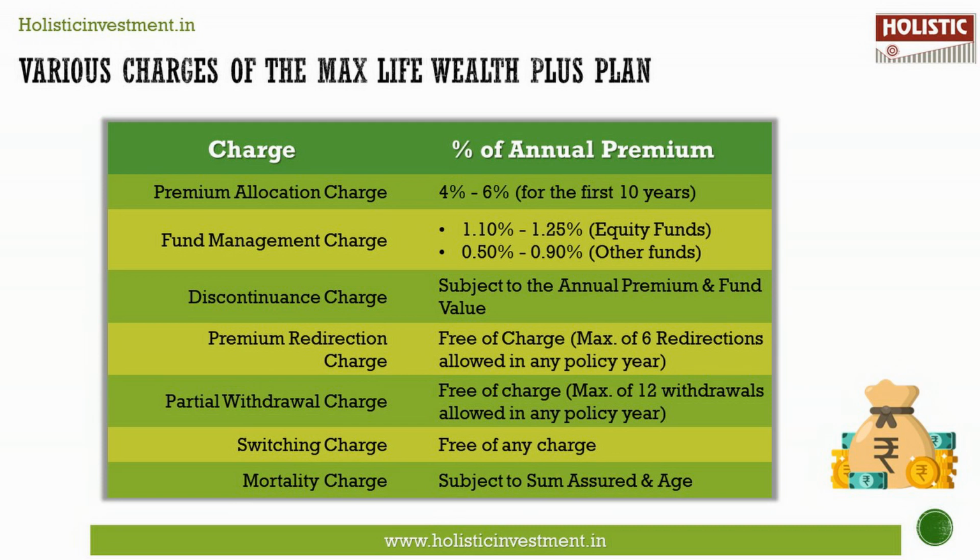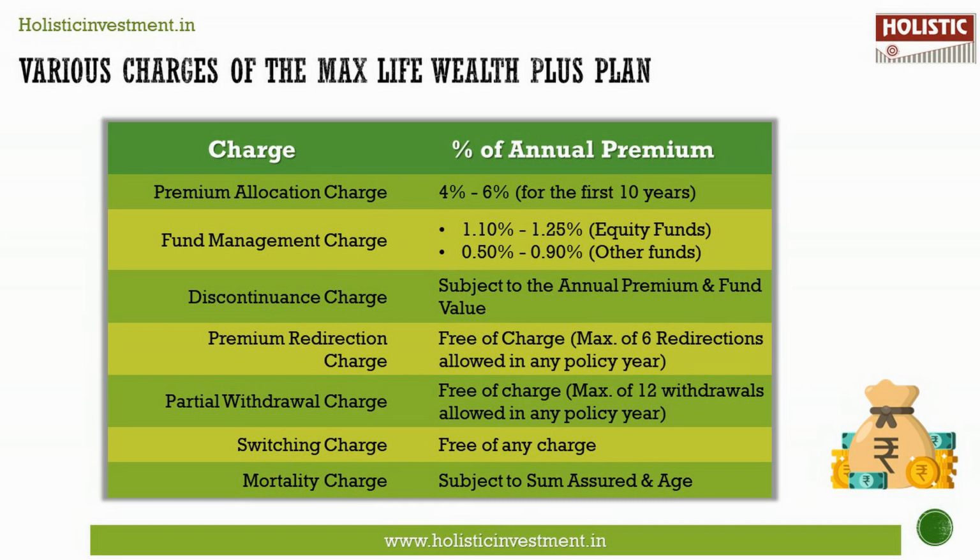And also there is something called a premium redirection charge, which is free of charge. If you opt for other ULIP plans, there will be a premium redirection charge, but in this specific plan it's free of charge, and only 6 premium redirections are allowed in any policy here. And there is something called partial withdrawal charge also, which is also free of charge in this policy, and a maximum of 12 withdrawals are allowed in any policy here. And there is something called switching charge, which is also free of charge in this policy.